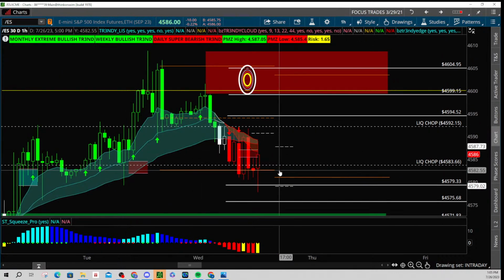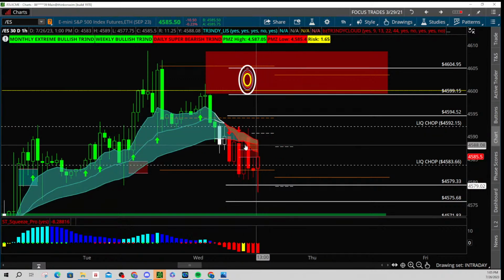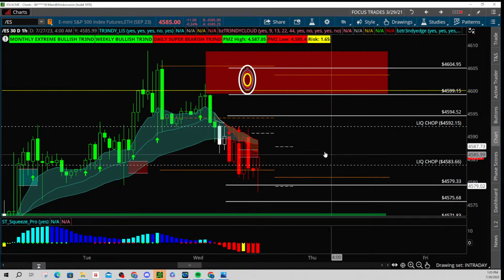As far as EMA clouds go, this is not safe, in my opinion, until we can start to see closes over the 1 hour cloud. And as you can see, it is resistance to this very moment.